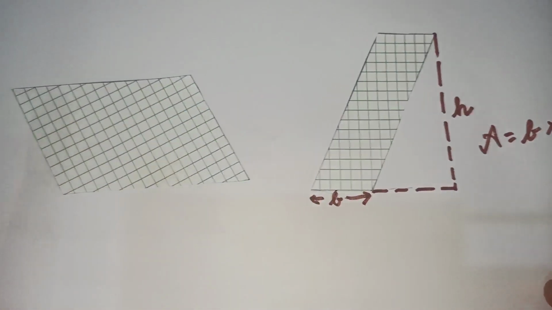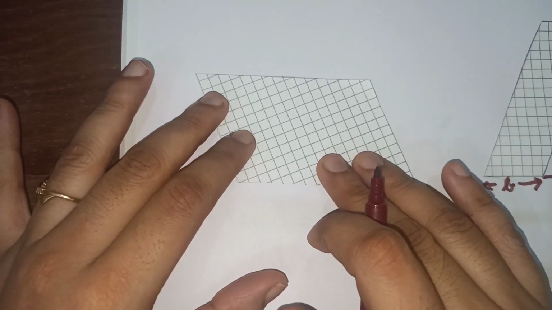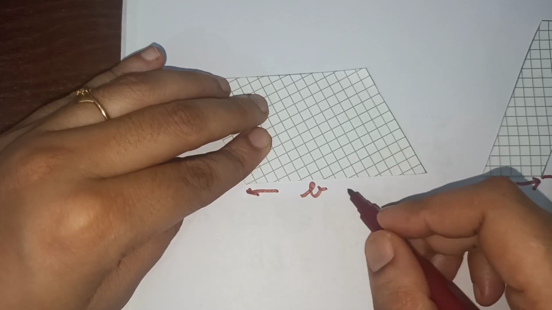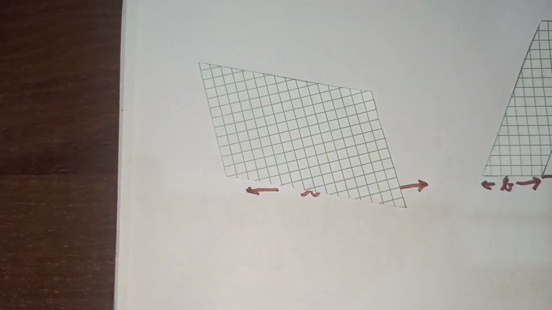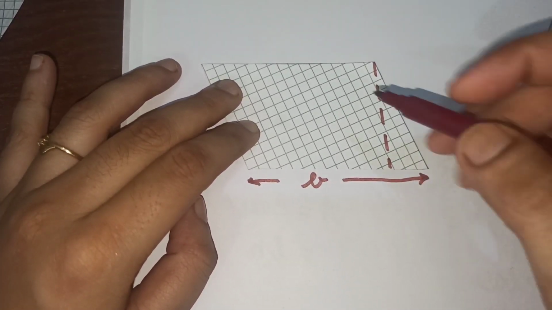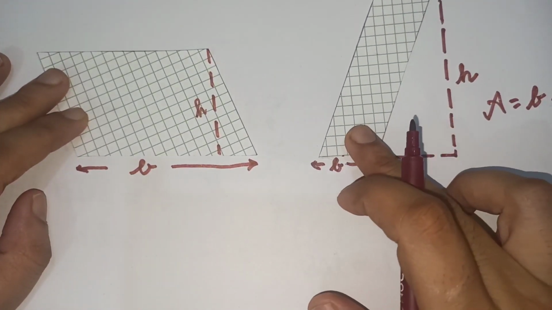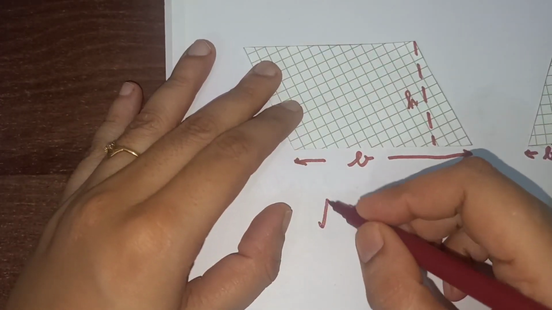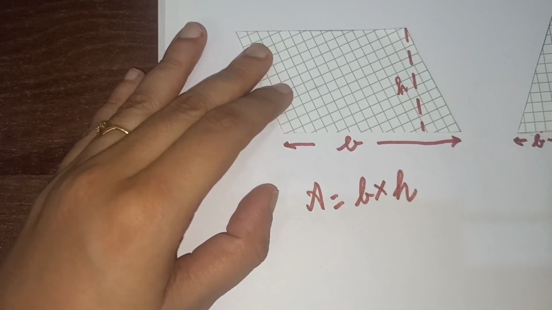Similarly, for the other parallelogram, we can first draw a perpendicular from the base. If this is the base we are taking, then we need to draw a perpendicular from the top point to the base. If this is H, again the area will be base into height. So the area will be base into height. I hope it is clear.